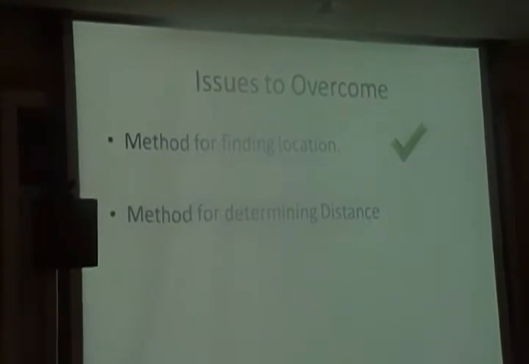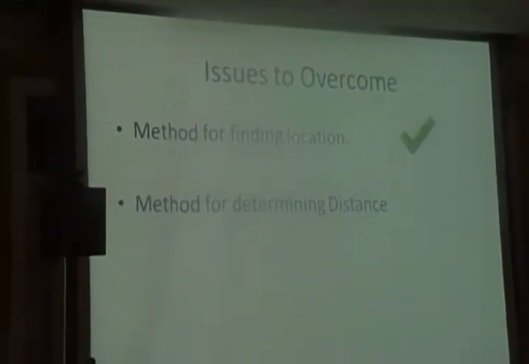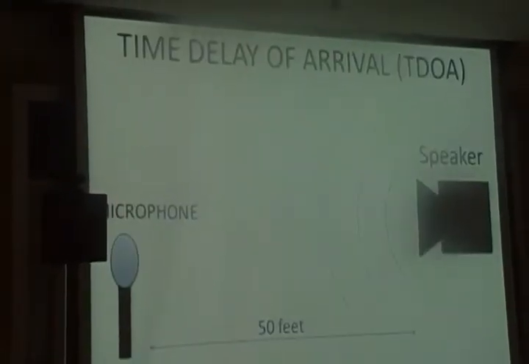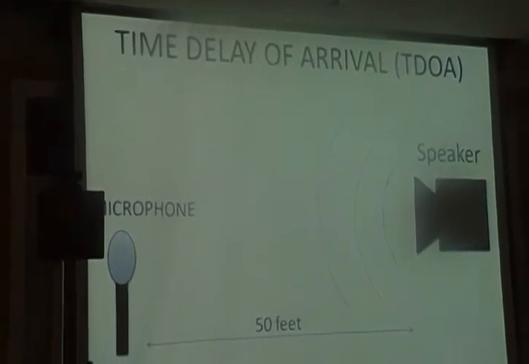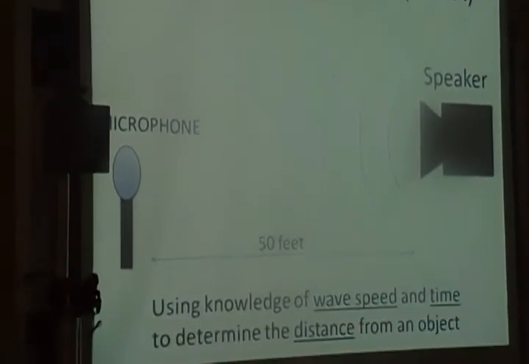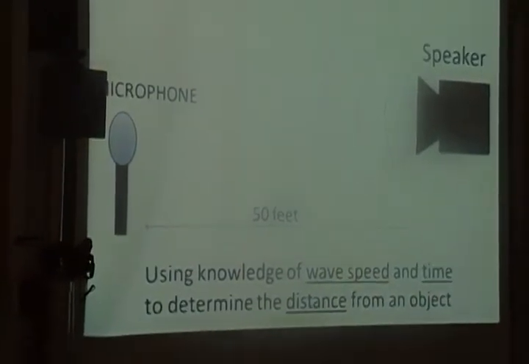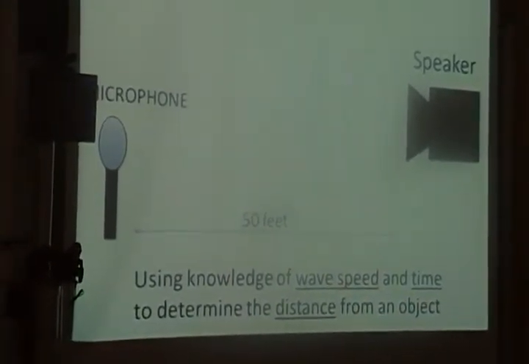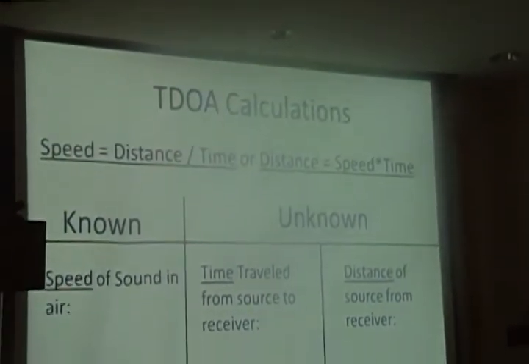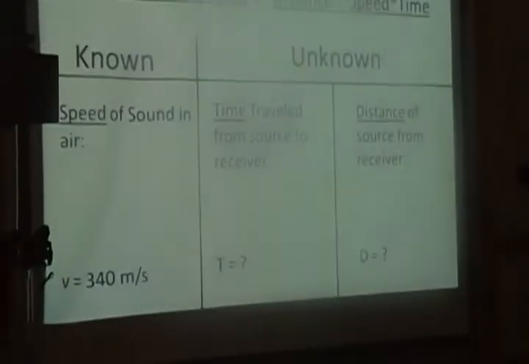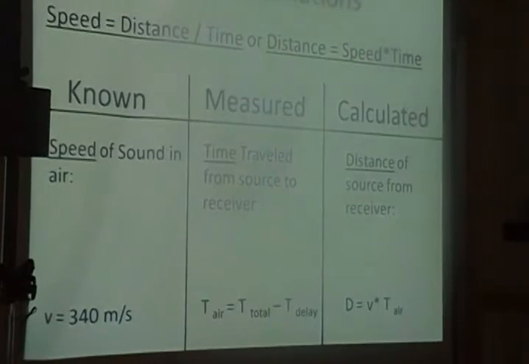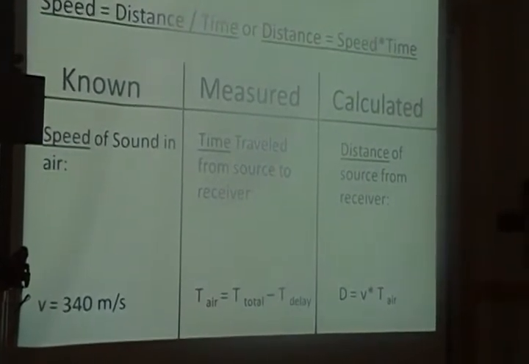Once we have that issue overcome, we need to know how to calculate that distance from the speaker itself. Well, we use time-of-arrival. Time-of-arrival is the time it takes for the signal to be sent out from the transmitter to be received at the receiver end. We know that the speed of sound in air is 340 meters per second. If we can calculate the time that the signal takes to be received at the receiver, we can simply calculate the distance by multiplying the speed and the time.